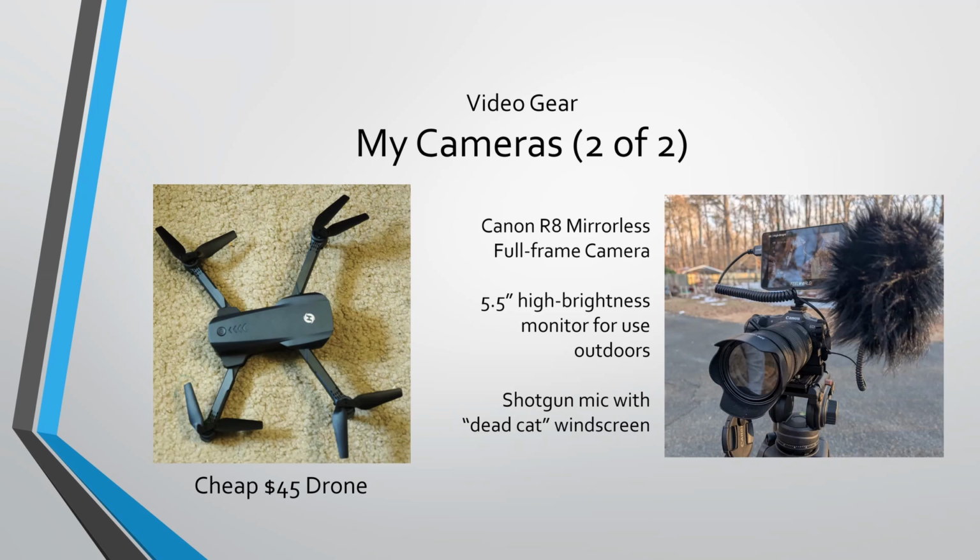So it's a Canon R8, which is a mirrorless full-frame camera. I have a zoom lens on it. You can see my high brightness monitor on the top for use outdoors. And then on the right, the fuzzy bit is a shotgun microphone with a windshield or windscreen. The term of art is called a dead cat. I did not make that up. That's what people call that. And that significantly reduces the noise from wind blowing past. And it's worthwhile if you're shooting outdoors.